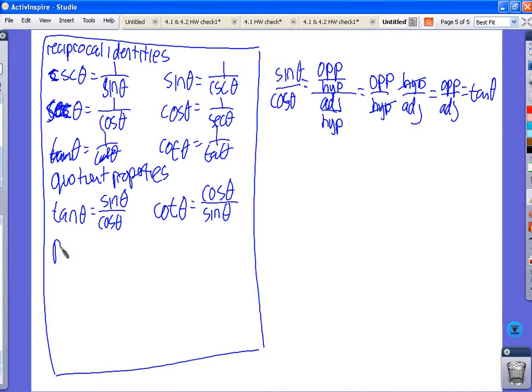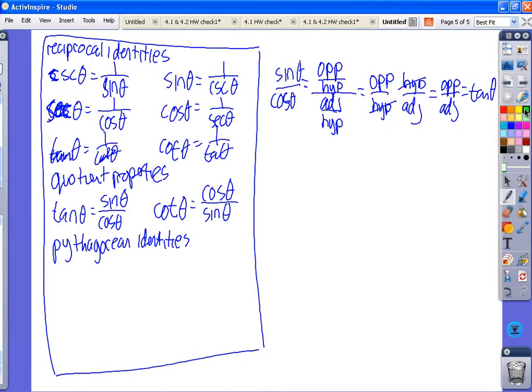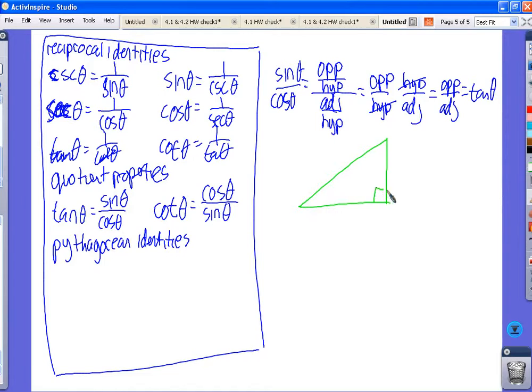This last one's called the Pythagorean identities. Okay. Let's make up the first one together. To do that, I'll draw a little picture. We'll make this angle theta. We'll make the hypotenuse 1. We make this the opposite side, and this is the adjacent side, of course, that's what they are.